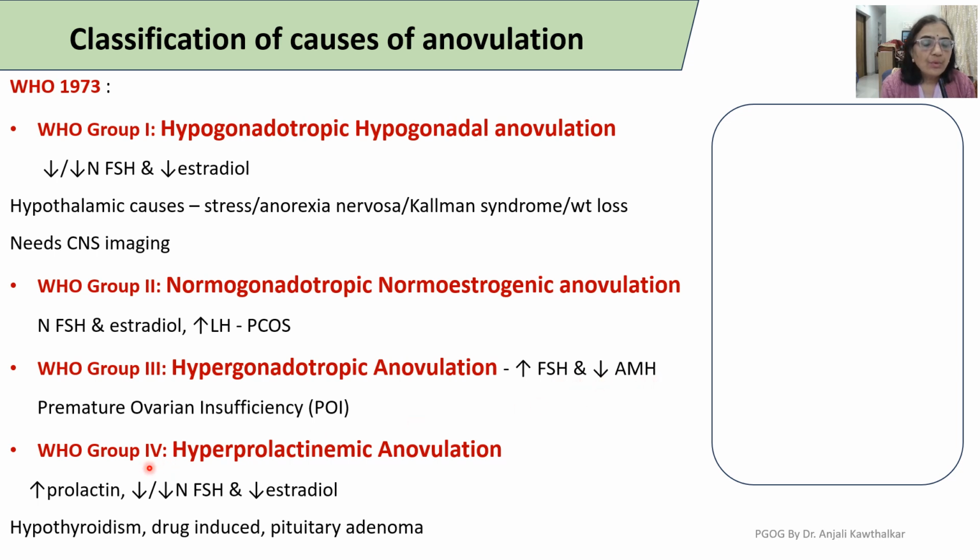Group 4 is hyperprolactinemic anovulation. Whenever prolactin is raised, there is a separate group for that. Raised prolactin is associated with a fall or lower limit of normal of FSH and fall in estradiol. And then we have to see what is the cause of hyperprolactinemia, whether it is because of hypothyroidism, whether it is drug induced, where the patient is taking some drugs which lead to hyperprolactinemia, or whether there is a pituitary adenoma that needs to be ruled out.